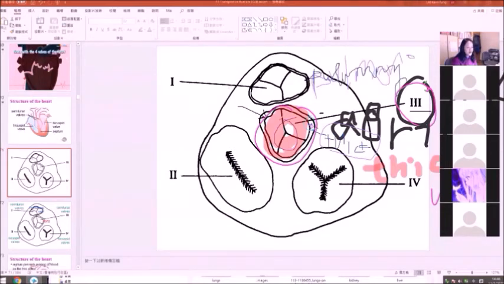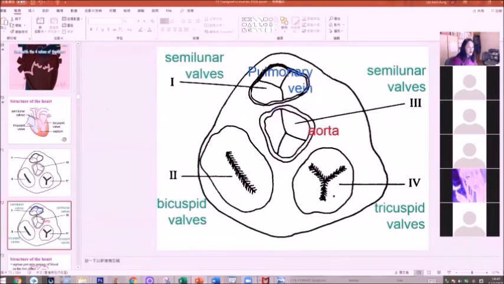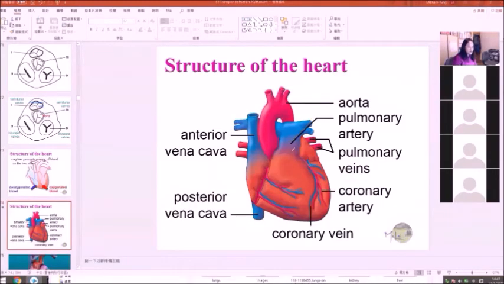You have to know, if I give you a picture like this, you have to tell the difference. Bicuspid valve, 2 flaps; tricuspid valve, 3 flaps; and these are semilunar valves. Thicker wall is aorta, thinner wall is vein, pulmonary vein. Pulmonary vein, aorta, semilunar valve, tricuspid valve, bicuspid valve, and this is also a semilunar valve. So this is the whole structure of the heart.